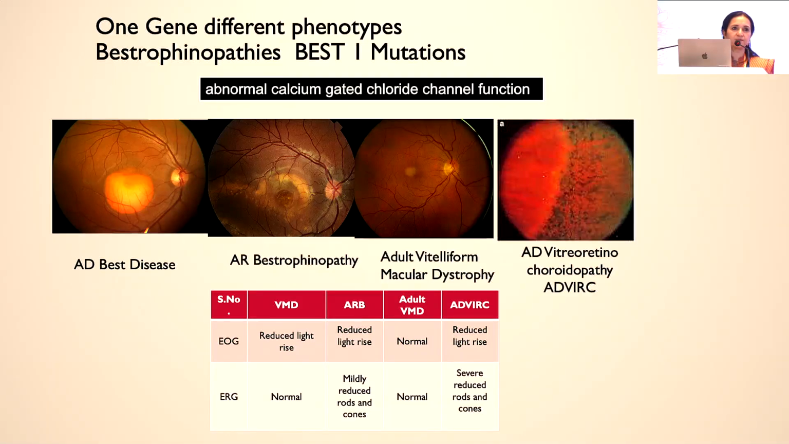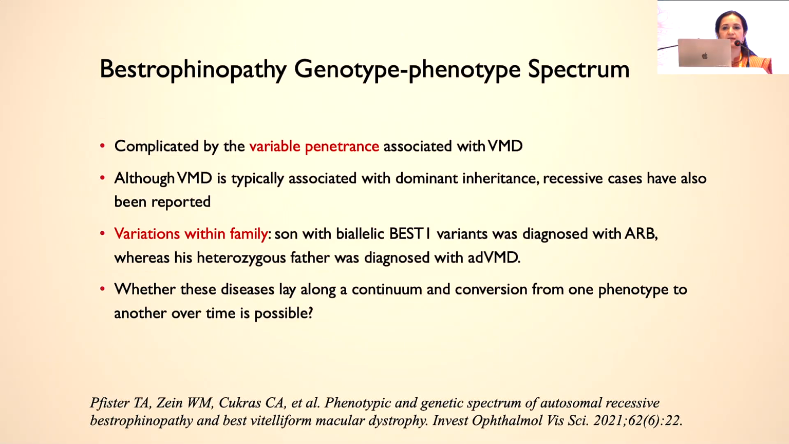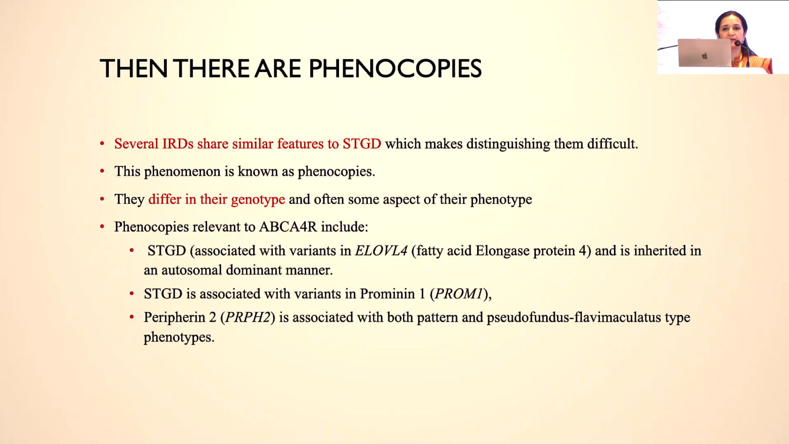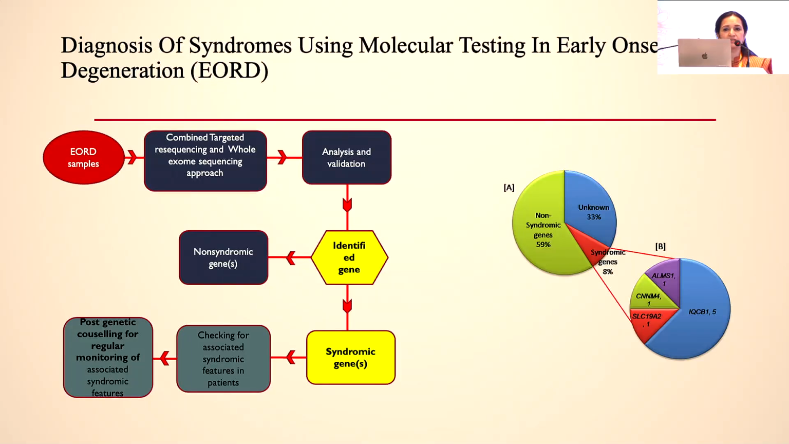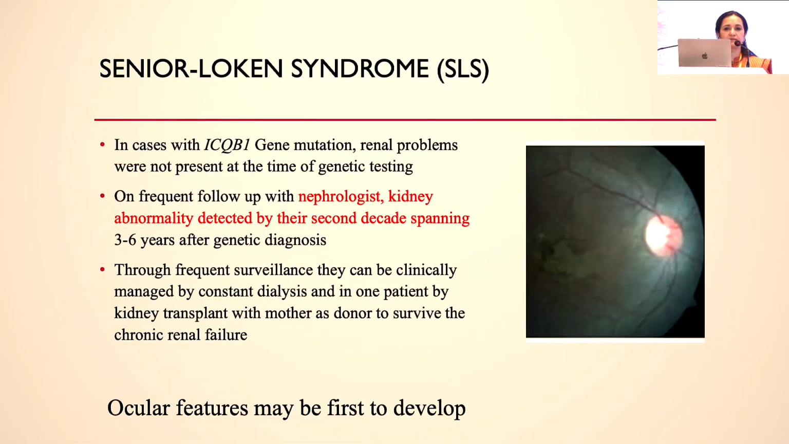But there are pitfalls. For a single gene, we know the same gene can cause multiple phenotypes, and that is because of variable penetrance. Same here, for Stargardt's disease, we know different gene mutations can cause a Stargardt's type of phenotype. In children, most important, as I said, is syndromic RP, especially Senior-Loken.